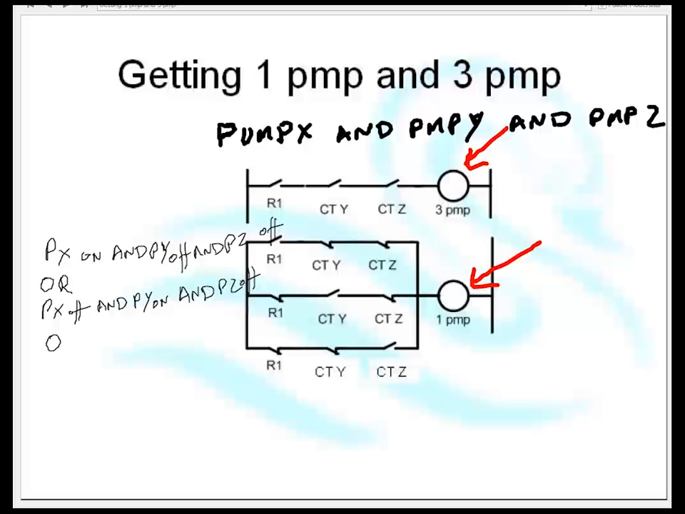Now the bottom line, the last line, is there's a third possibility. The third possibility is OR, pump X is off, and pump Y is off, and pump Z is on. That's the third possibility. Once again, we've got an OR. Once again, we've got a series of switches in series. The OR tells us that we've got a parallel line and the switches are in series. So this will tell us that there is one and only one of the pumps running.